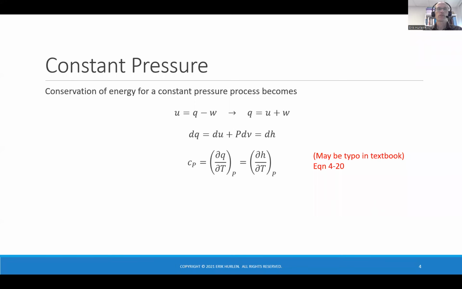Similarly, for a constant pressure process, we can perform the same analysis. The difference here, though, is that the process is not constant volume, so dV is no longer 0. This means that the heat added is not equal to the change in energy of the system, but rather equal to the change in enthalpy of the system, dh. So the specific heat at a constant pressure is given by C sub P equals partial h partial T.